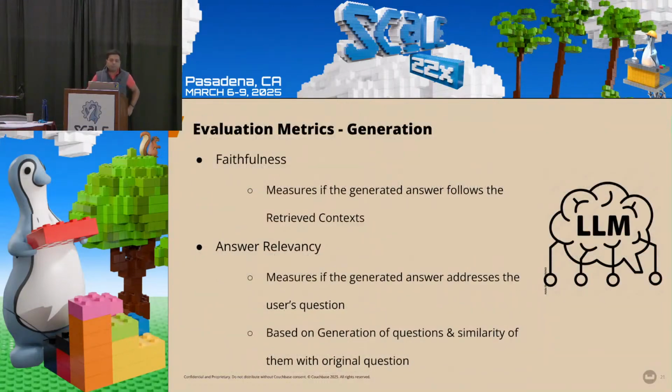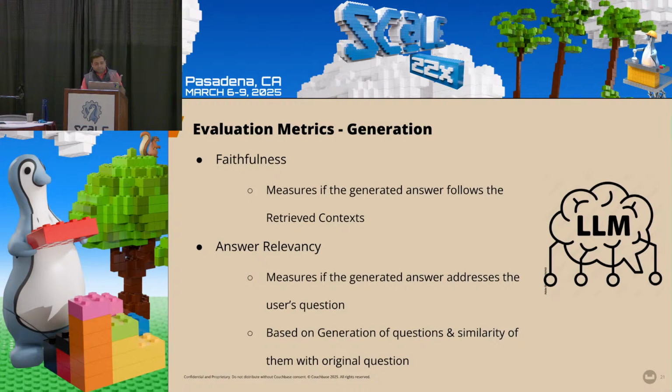And now we go to the evaluation metrics for generation. Here, the idea is faithfulness. With faithfulness, you try to ensure that your generated answer follows the retrieved context. Because ideally, you want a lot of weight on the retrieved context, because otherwise there's no point of this RAG. You could just as easily use the LLM directly.